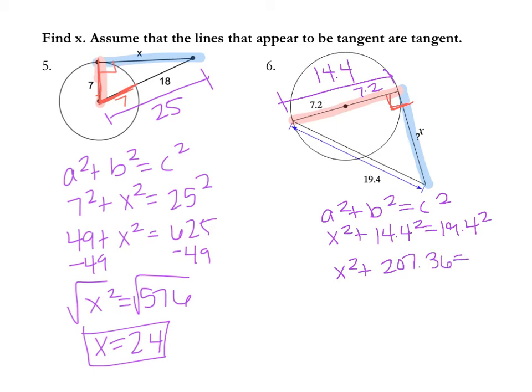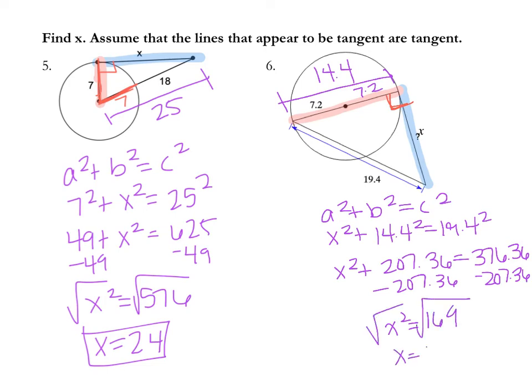207.36, and 19.4 squared is 376.36. And then we're going to subtract, and we get x squared is equal to 169, and take the square root, and x is equal to 13.